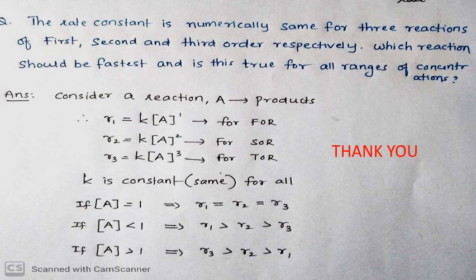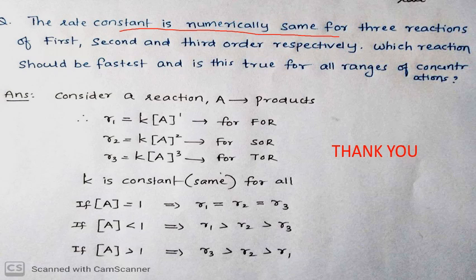Next, rate constant is numerically the same. Yes, the rate constant is numerically the same for three reactions of first, second and third order respectively. Which reaction should be fastest, and is this true for all ranges of concentrations?